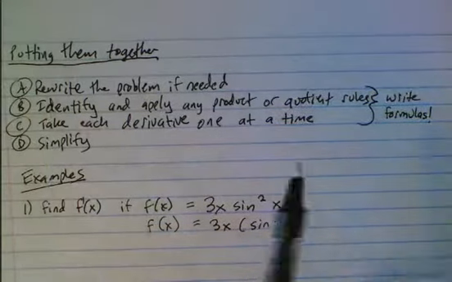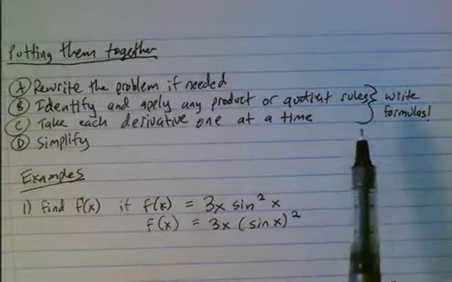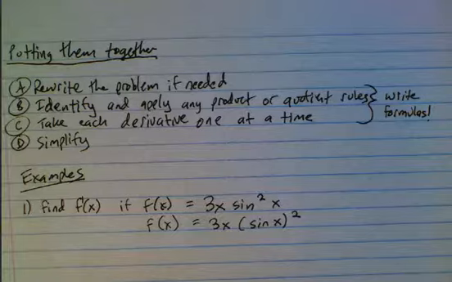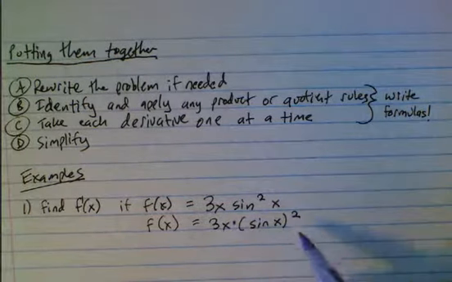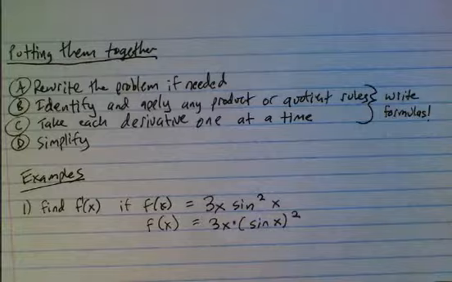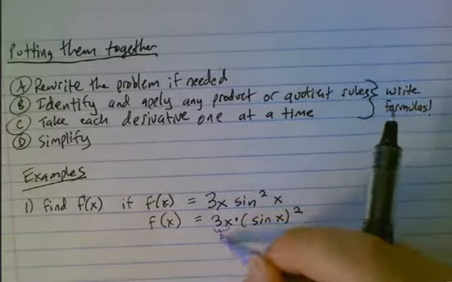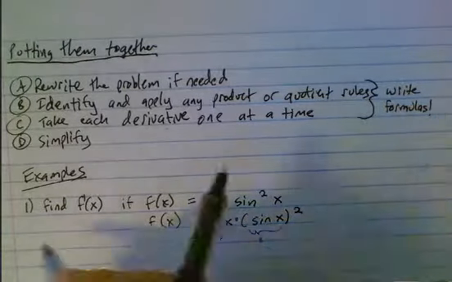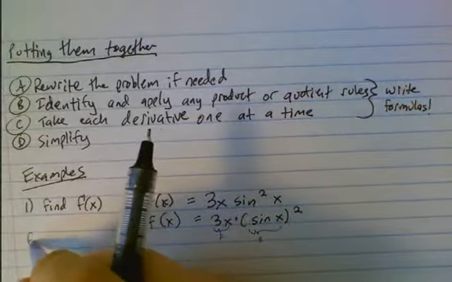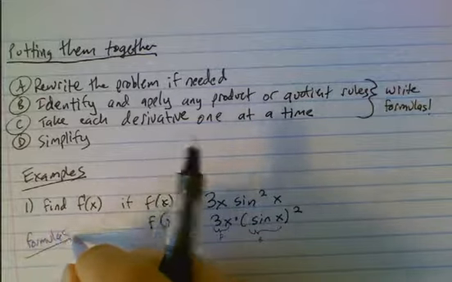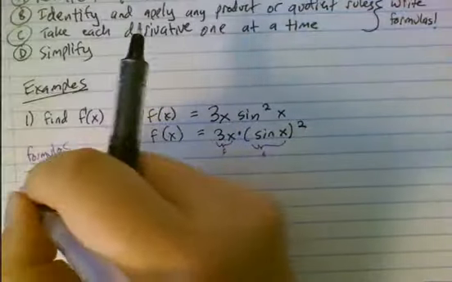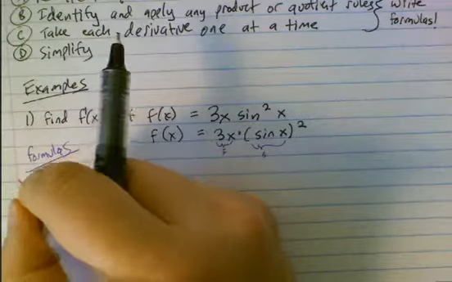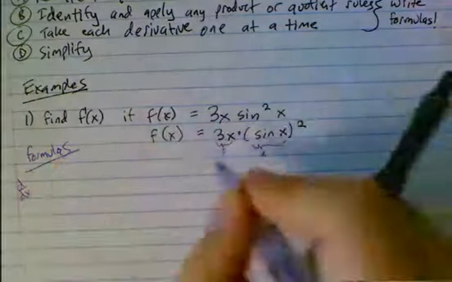Before I get to my box function though, I want to look for any product or quotient rules. Notice I see this multiplication right here, 3x times sine of x squared. So that means that I've got two different functions here. And under my formulas, I want to write the product rule. Product meaning multiply.